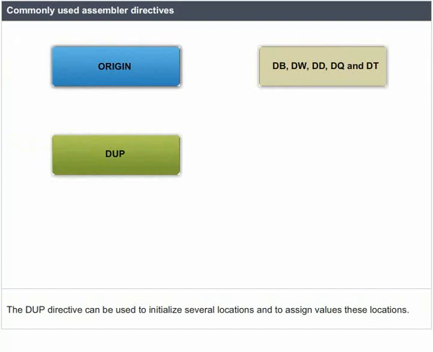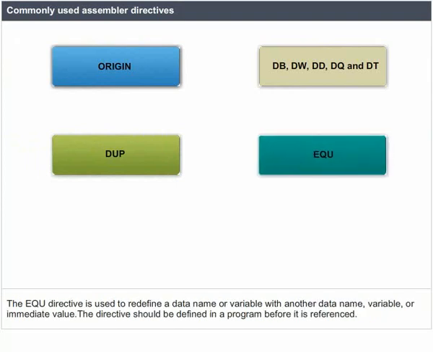DUP. The DUP directive can be used to initialize several locations and to assign values to these locations. EQU. The EQU directive is used to redefine a data name or variable with another data name, variable, or immediate value. The directive should be defined in a program before it is referenced.